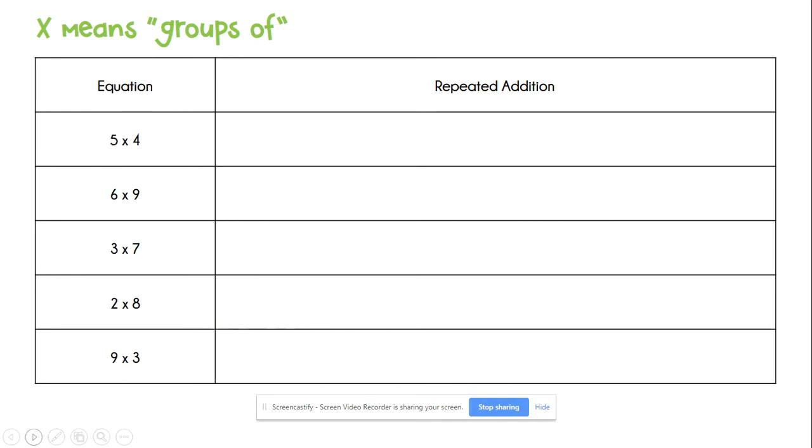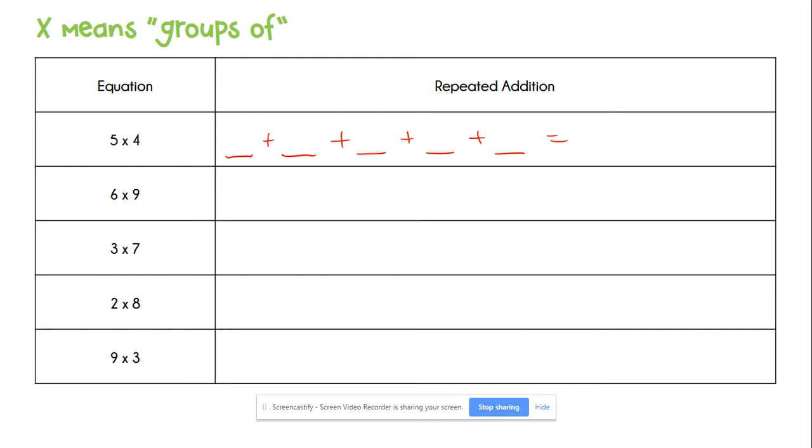So let's solve 5 times 4. And again, this should already be glued down in your notes from yesterday. Only write in that column that says repeated addition. So 5 times 4 means 5 groups of 4. I'm going to represent my groups by drawing lines with some spaces in between. So 1, 2, 3, 4, 5. And I'm leaving spaces because I'm going to go back and write an addition symbol in between each of those groups or lines. So I have my 5 groups and my equal sign and my addition symbols.